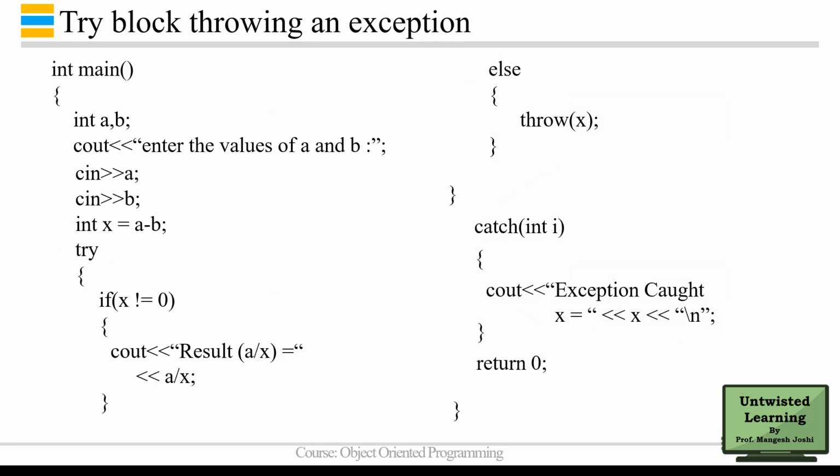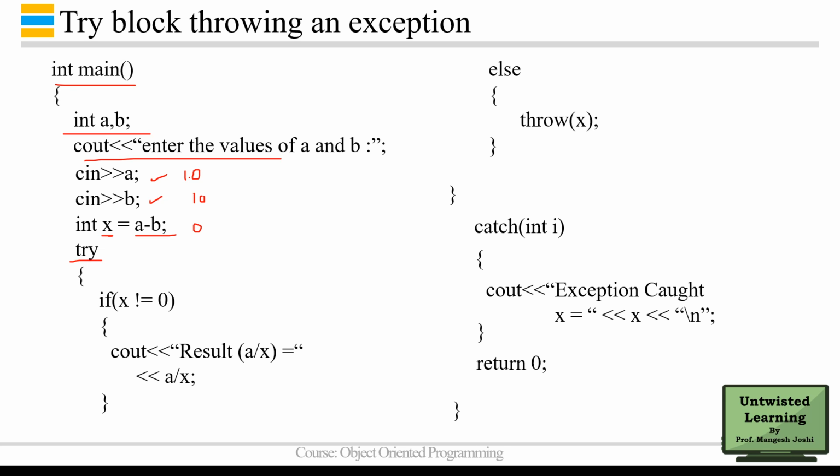So let us understand this try, catch, throw mechanism with the help of an example. You have your int main, and you have two integers a, b. You are entering the values of a and b, cin a, cin b, and you are assigning a minus b to x. For example, if a is 10 and suppose b is also 10, then 10 minus 10 will be 0. So it is basically getting the difference between the two variables.